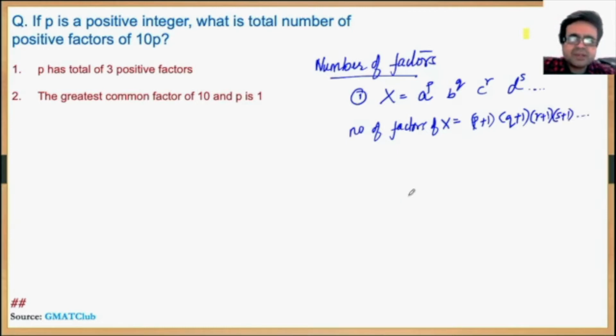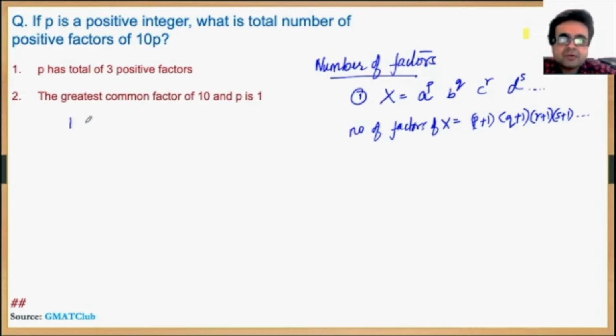So what does that imply? That implies that to calculate the number of factors of any number, I need to know not really which prime factors are there in the number, but the fact that there are prime factors in the number and also the power of those prime factors. If I do not know the powers of the prime factors clearly, then I cannot solve the question. All right, so now let's jump into the solution of this question.